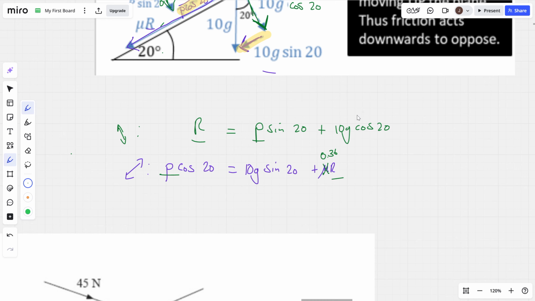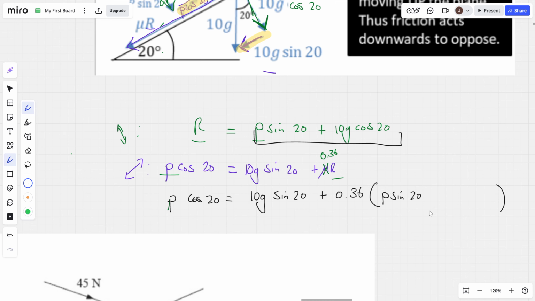So it's simultaneous equations. And if you rearrange, you should be able to get something like, let's do it back. So the way that they've done it is they've said that P cos 20 is equal to 10G sine 20, which is just a number, plus 0.36. And R is all of this business here. So that's just all gone in brackets. So P sine 20 plus 10G cos 20.